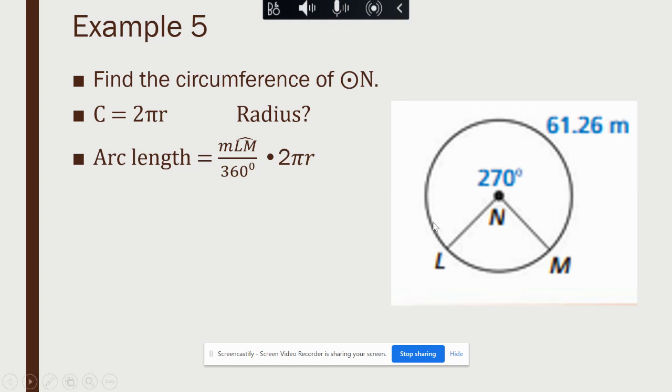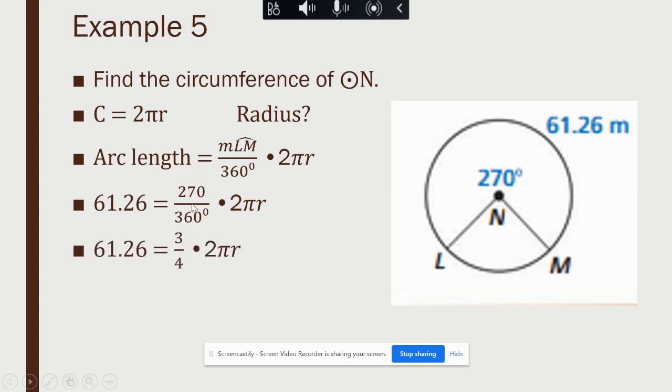So our formula is the arc length. 61.26 is our arc length. The measure of our arc LM is 270 degrees. And this 2 pi r is the circumference. So we're solving for 2 pi r. Okay, so let's reduce our fraction. 270 divided by 360, they're both divisible by 90, which gives us 3/4.